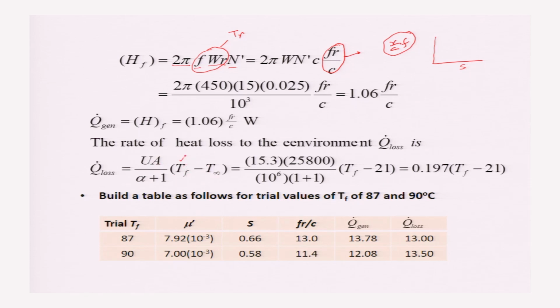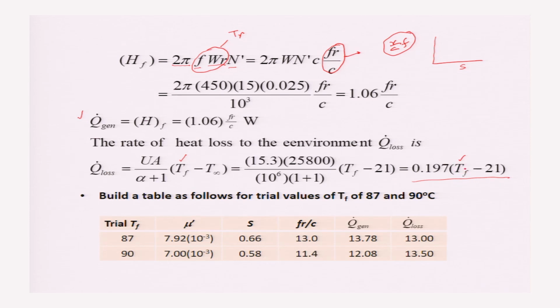The fluid temperature is not known, but the ambient temperature is given, U is given, A is given, and alpha is given. So Q loss is determined in terms of the mean temperature of the lubricant. We have an equation for heat generation and an equation for heat loss, and we have to equate them so that we get the same value. Now, the unknowns are here. To get the Q loss, we must have a value of T_F, so a trial value of T_F will be taken.